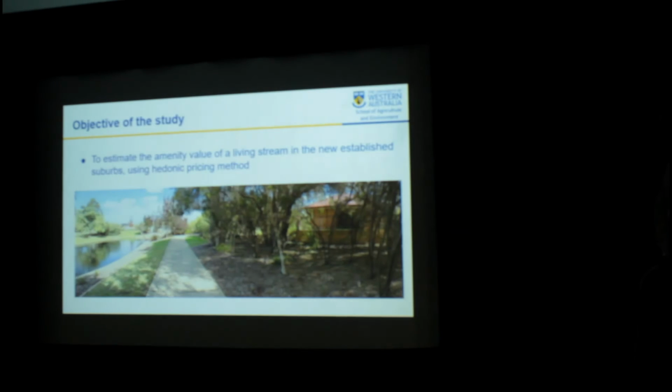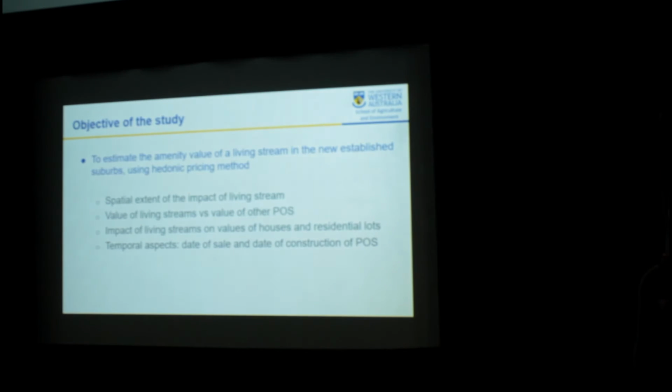The goal of this project is to estimate the amenity value of a living stream in a newly established suburb using the hedonic pricing method. Specifically, we wanted to look at the spatial extent of this impact, like how far it actually goes, 200 meters or not. And is a living stream different from public open space and other types of public open space? There are many: just regular parks, there is bush, there are sport fields, there are natural wetlands.